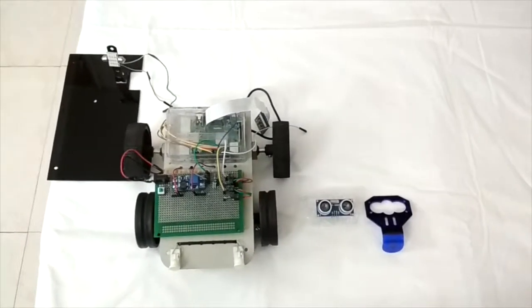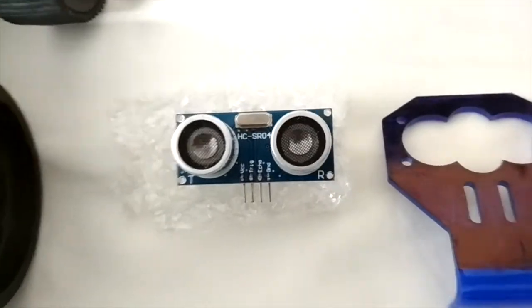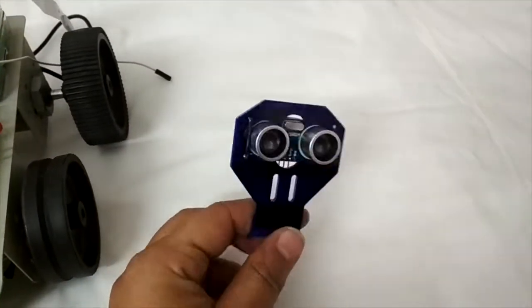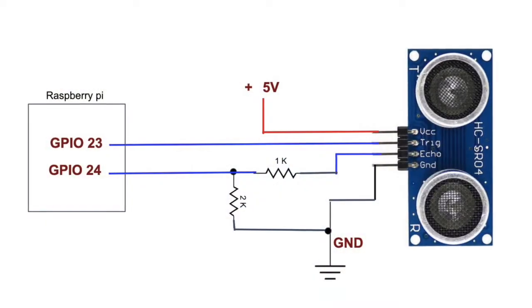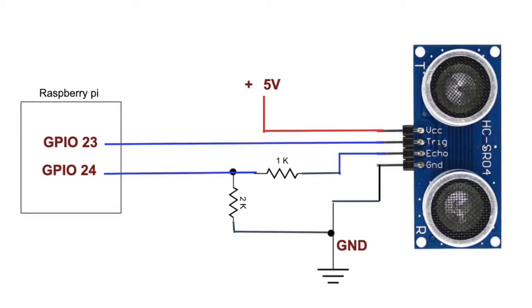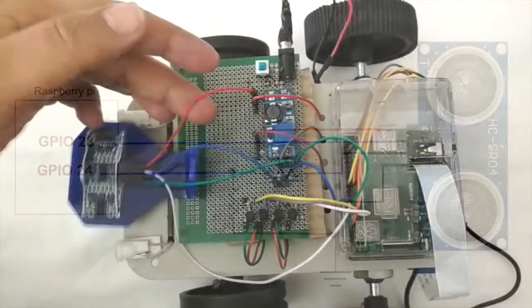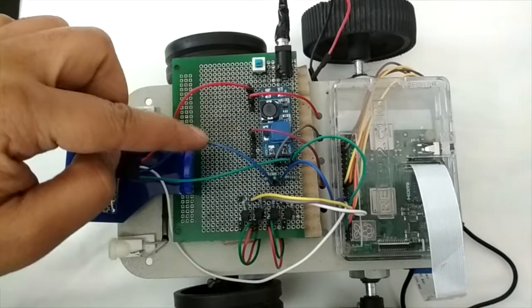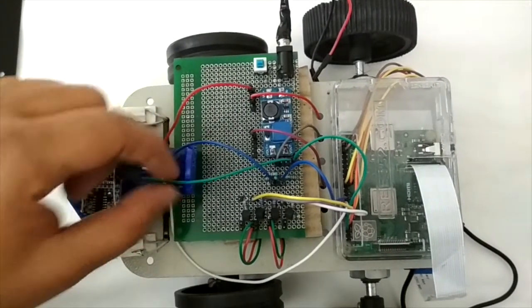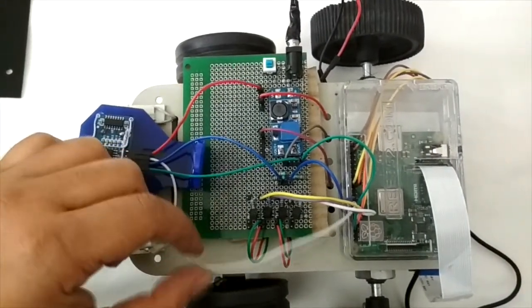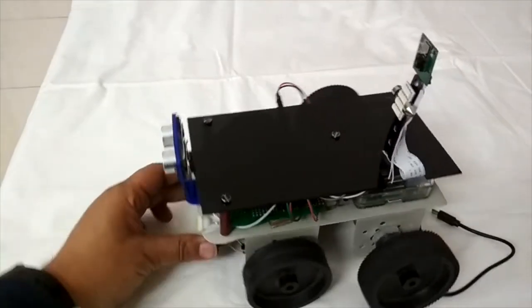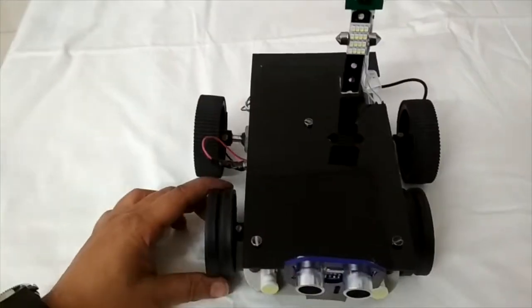Let's take a look at the hardware. This ultrasonic range sensor has a 4-pin interface. It can be interfaced with the GPIO pins of the Raspberry Pi as shown in the diagram. Connecting the 5-volt power supply, the echo pin of the sensor to a GPIO pin, the ground pin, and the trigger pin of the sensor to a GPIO pin. Mounting the sensor on the rover chassis. The rover is now ready to calculate ranges.